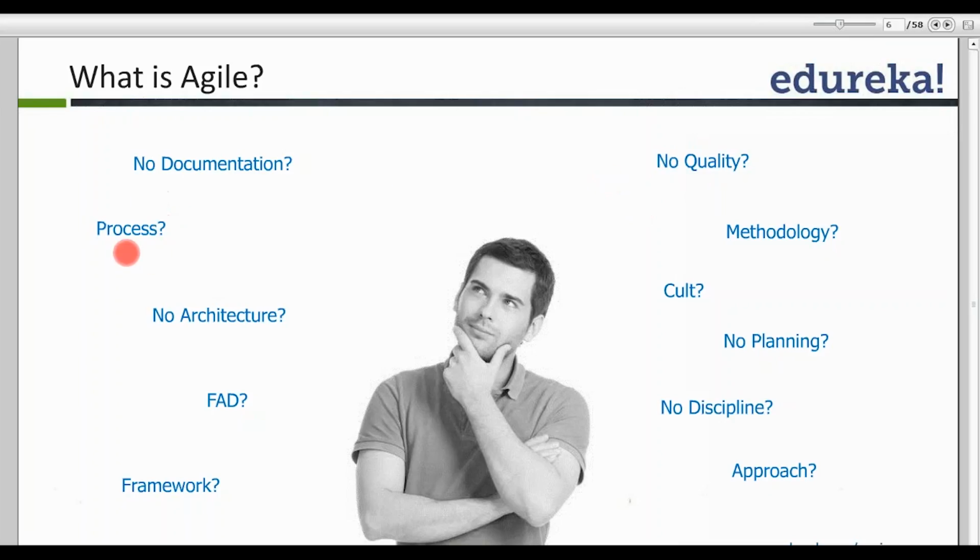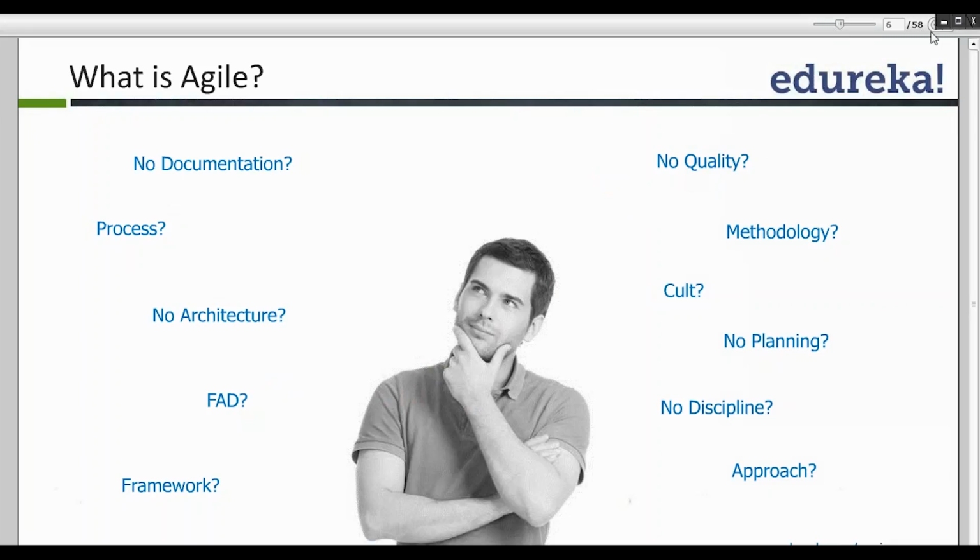No process being followed in Agile is also a misnomer or a misconception, which is not the case. Again, no architecture, another misnomer or a misconception. Is it a cult or is it more like a fad? Again, these are some of the myths as I'm saying. No discipline, again not correct. There has to be some discipline and an approach or a structured approach to it.